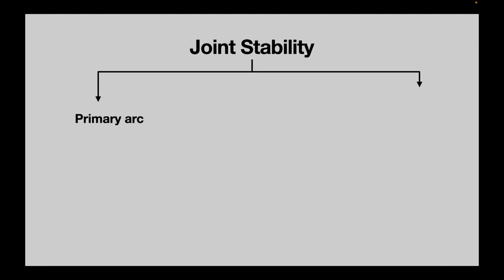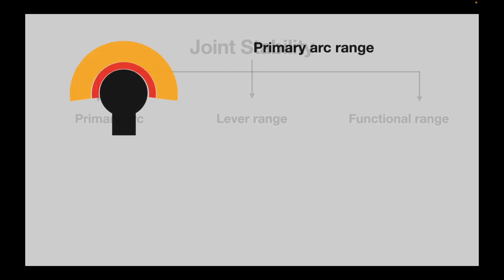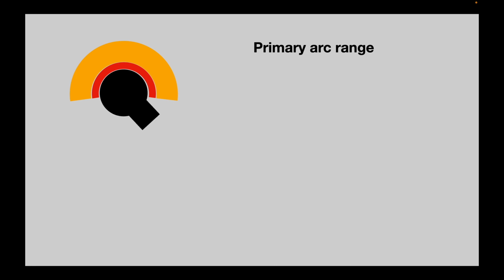Joint stability is determined by three important parameters: the primary arc, the functional range, and the lever range. First, the primary arc. It is the maximum angular movement allowed by the prosthesis before impinging and beginning to subluxate in either direction. We will know more about the factors determining the primary arc in the next few slides.